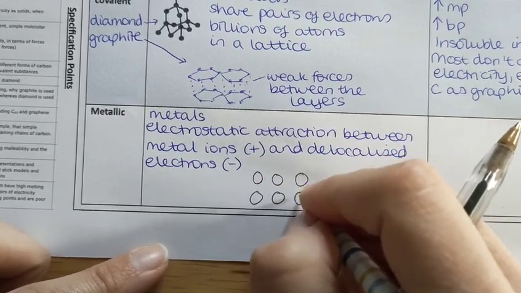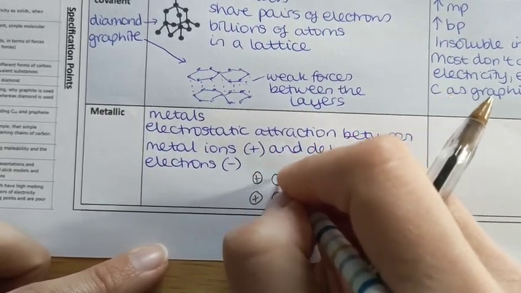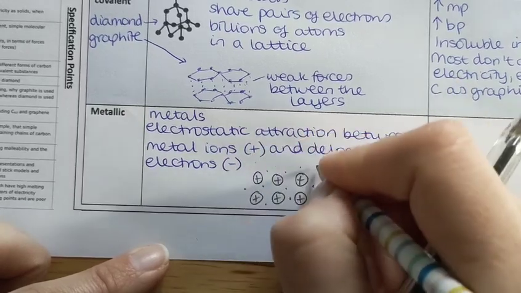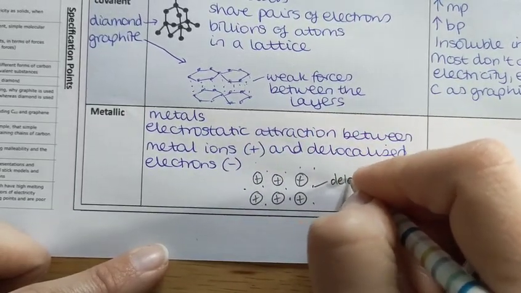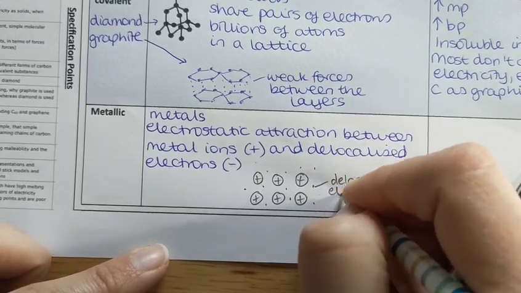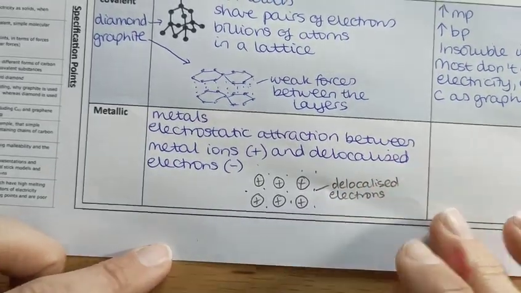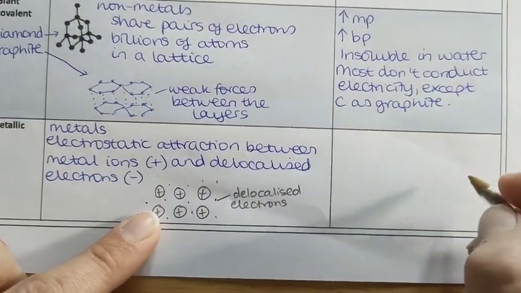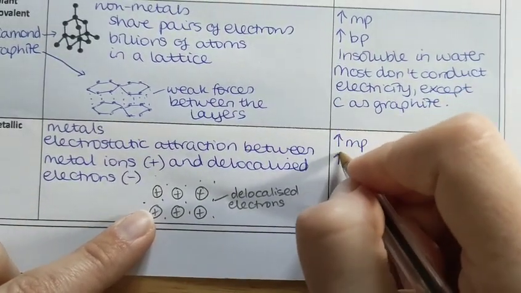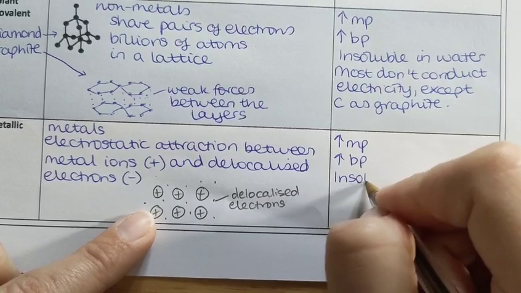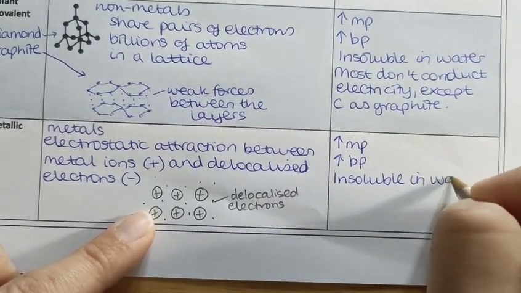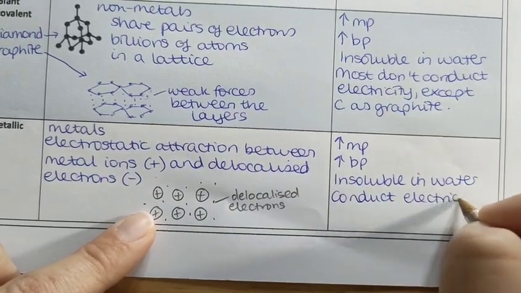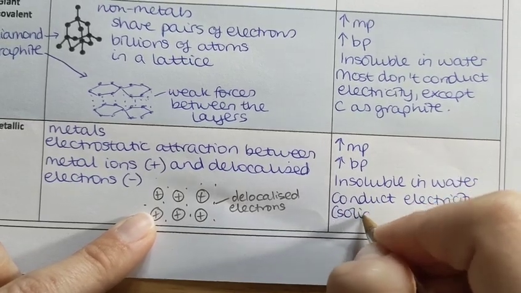So each of these circles represent our positive metal ion. And then we have these dots represent the delocalized electrons. So these electrons can move from one direction or another, which means they conduct electricity. So if we look at this, they have a high melting point, a high boiling point. They're insoluble in water and they conduct electricity in their solid and liquid form.